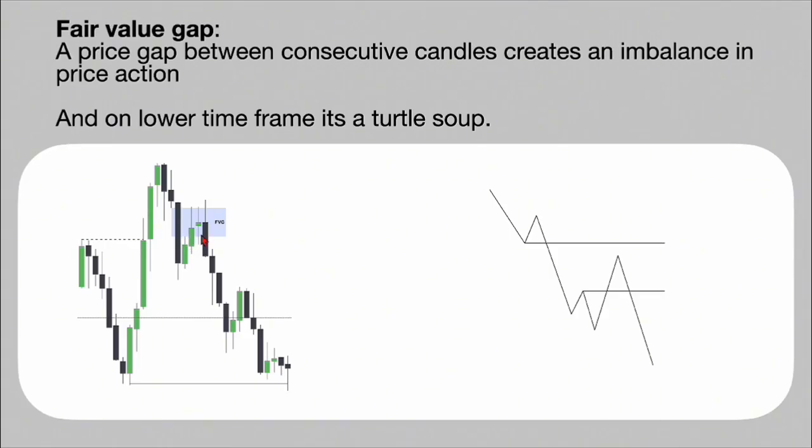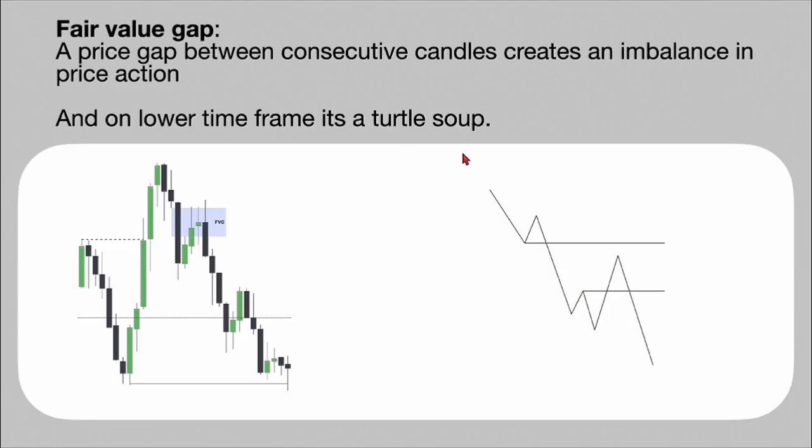If you observe a higher time frame FVG on a lower time frame, it will essentially look like a turtle soup, as I mentioned. The definition of an FVG is a price gap between consecutive candles, indicating an imbalance in price action. But, as stated before, it's basically a lower time frame turtle soup and retracement profile.